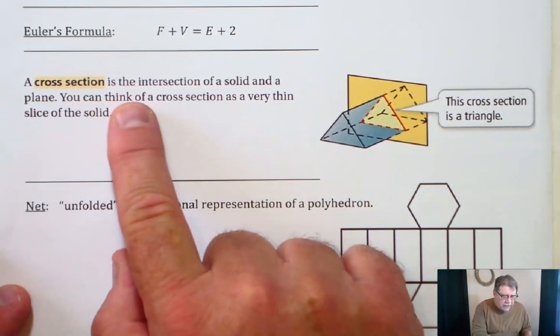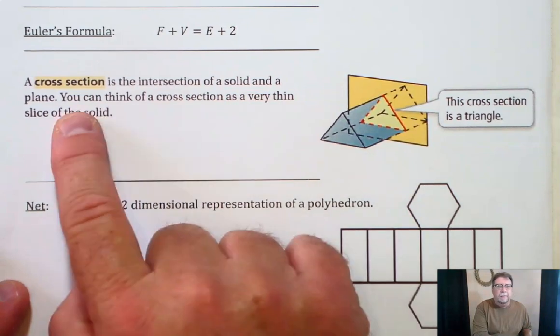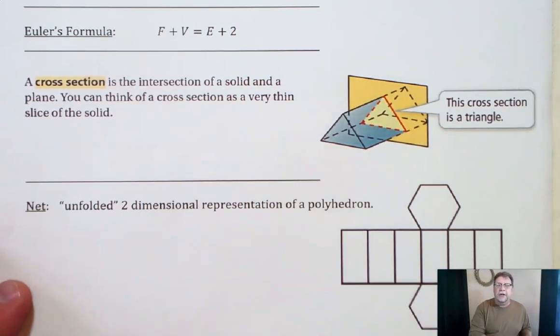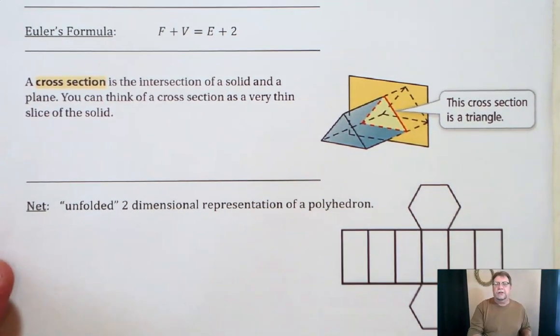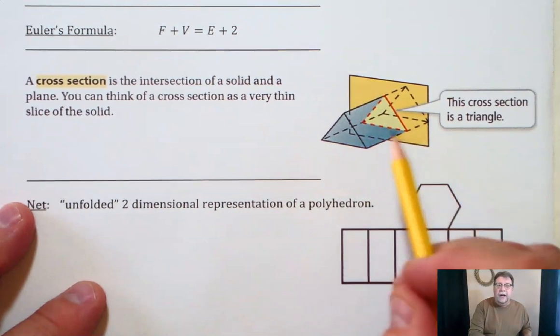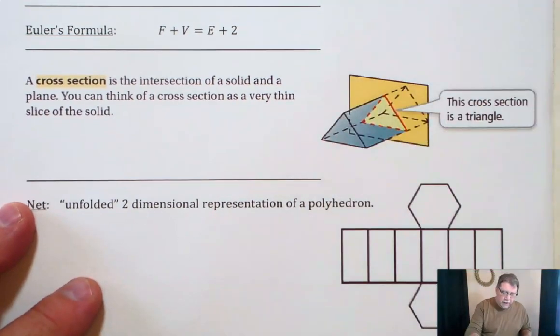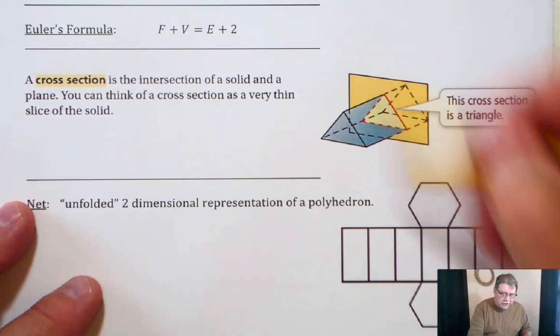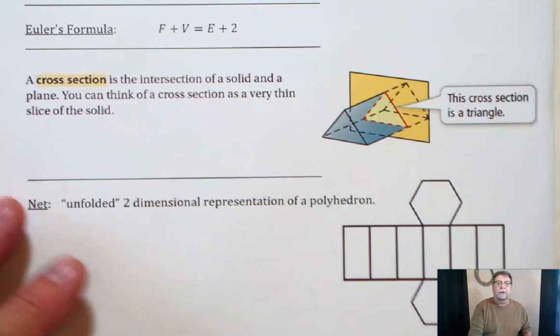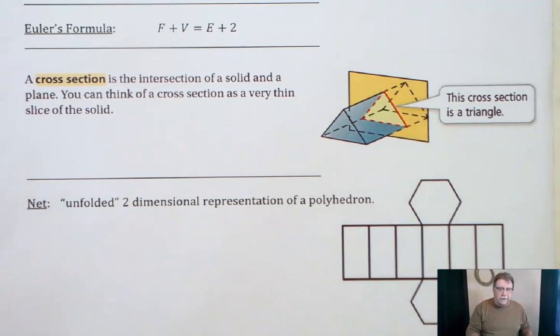A cross-section is the intersection of a solid and a plane. In other words, if we slice through a polyhedron, the cross-section is what we get. Kind of like if you slice through a loaf of bread, you get one slice of bread, and the shape of that slice of bread is the cross-section of the loaf of bread. Here, if we slice through this triangular prism, and that's what the orange plane is doing, we get this red triangle. That's what we call the cross-section of the solid. And sometimes we call a polyhedron a solid.